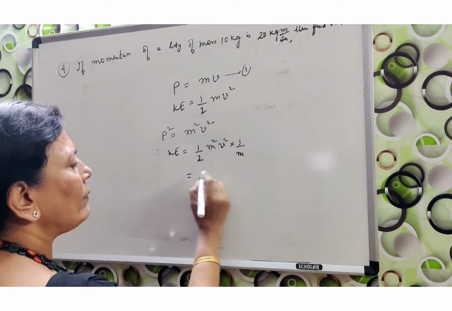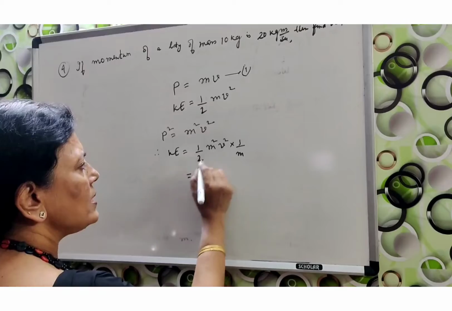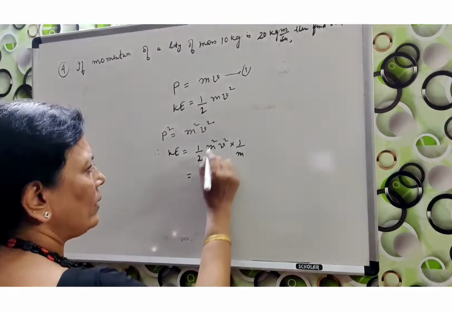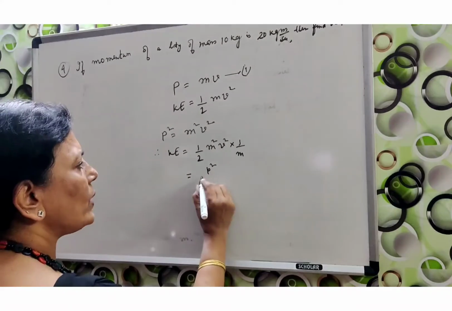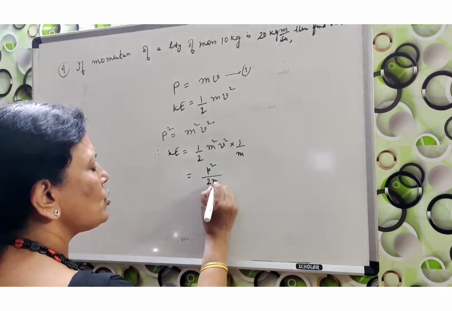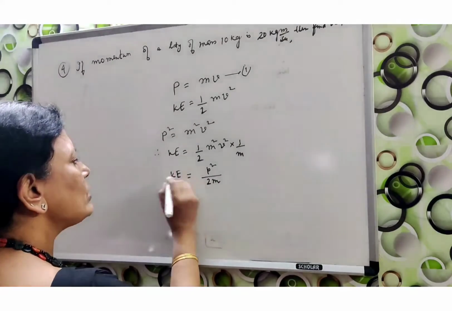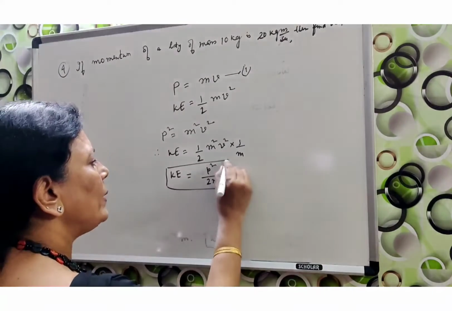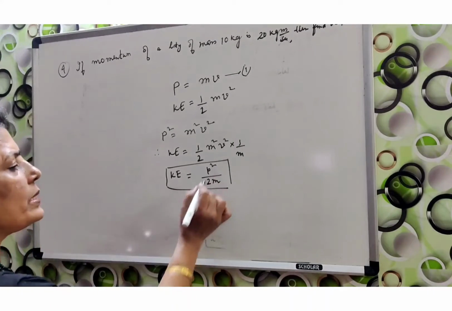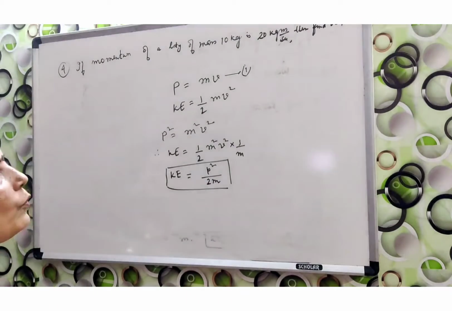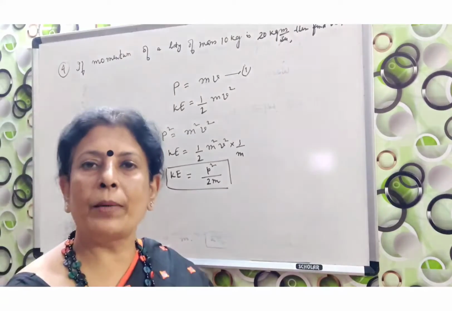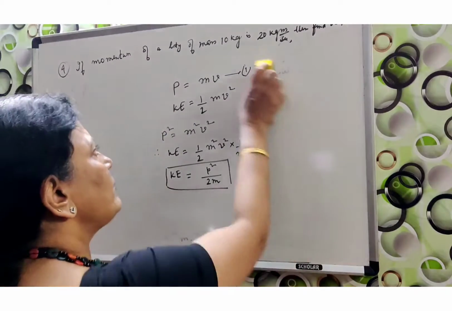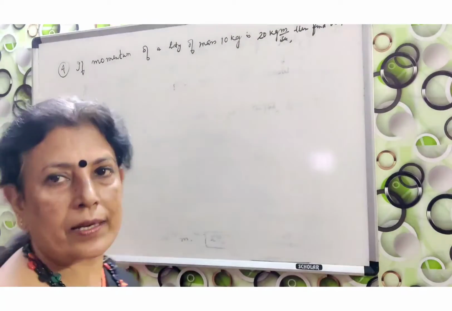So one can write this as m square v square is equal to p square, divided by twice m. So this is the relation between kinetic energy and momentum: kinetic energy is equal to p square by twice m. Now we are going to solve a problem based on the relation between momentum and kinetic energy.